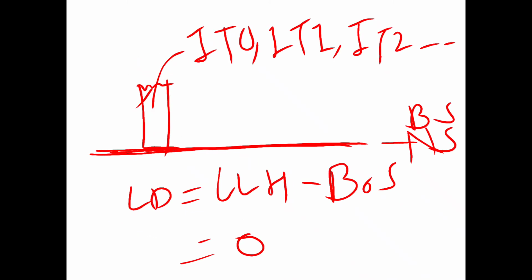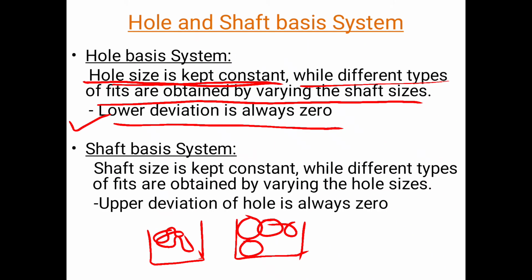The next type is the shaft basis system. What is the shaft based system? It is exactly opposite to the hole based system. The shaft size is kept constant, and the type of fit is obtained by varying the hole size.